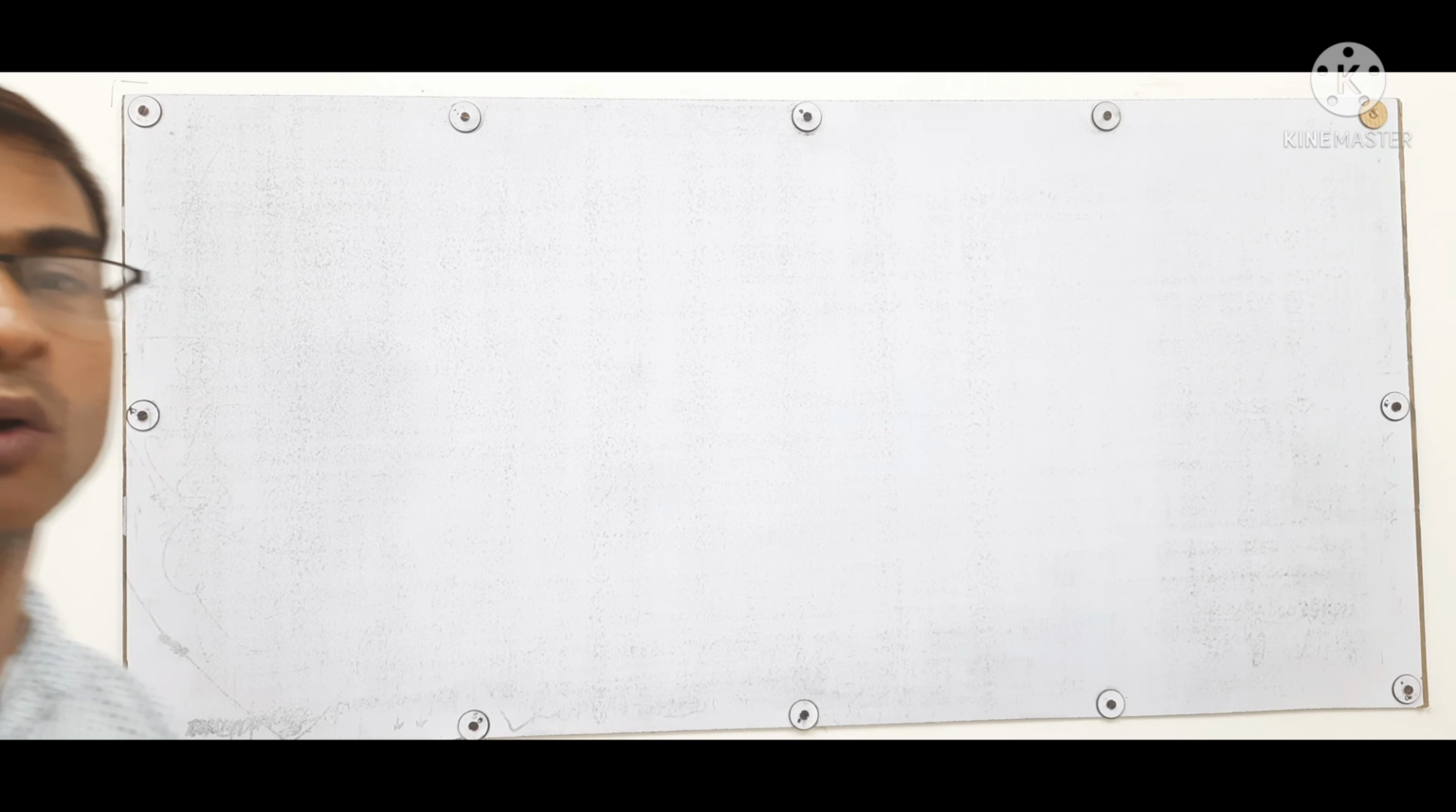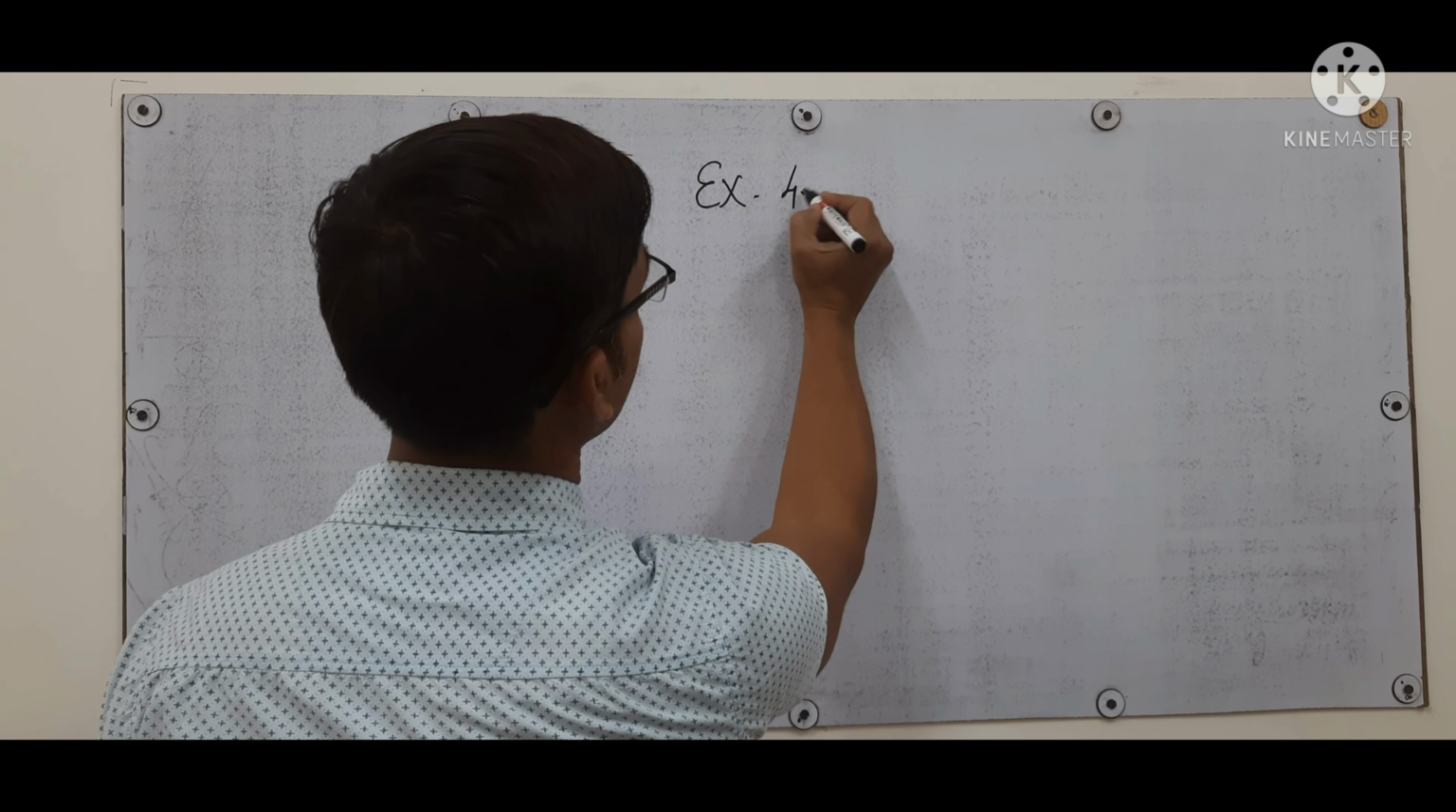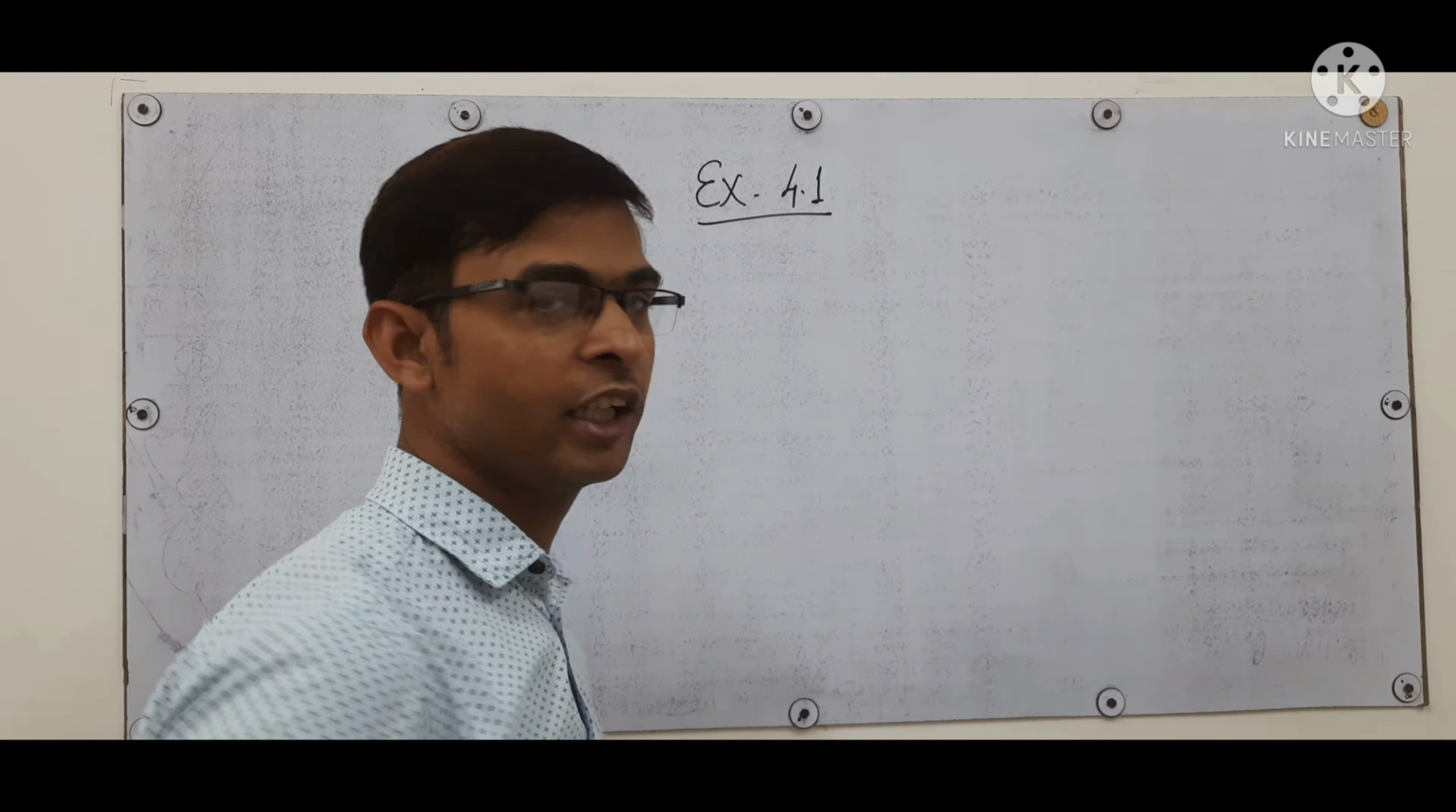So students, let's begin today's session. Today we are going to start a new chapter of the NCERT Class 7 Maths textbook, and this chapter is Simple Equations, chapter number 4. So let's start our session without any further delay. Today we are going to solve exercise 4.1 of Simple Equations.